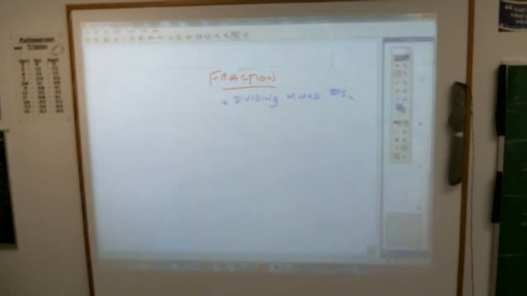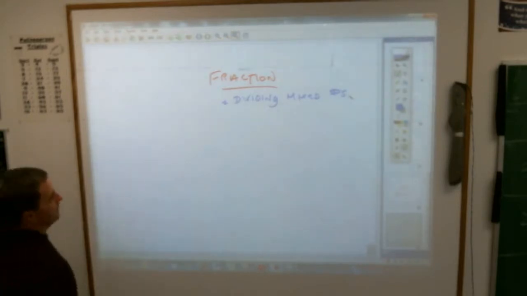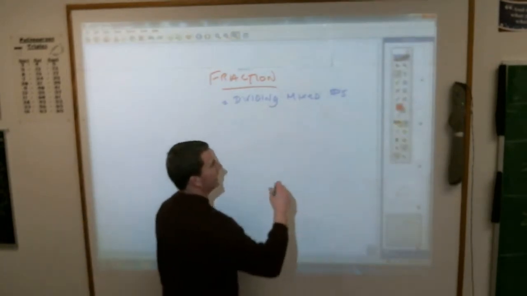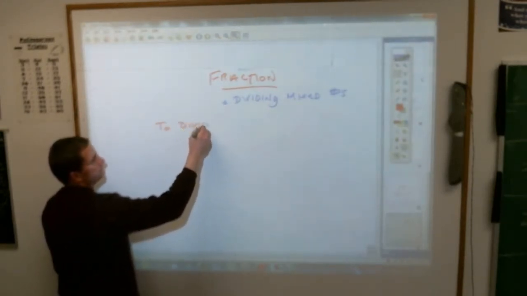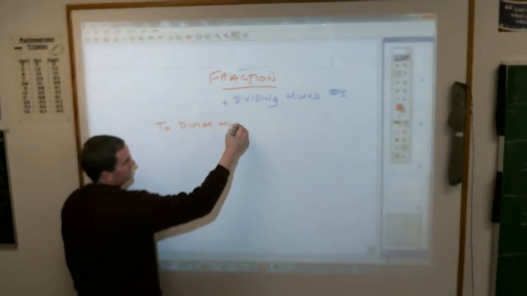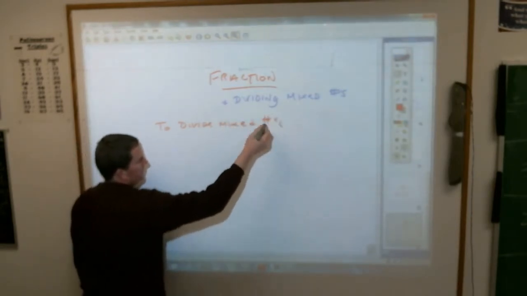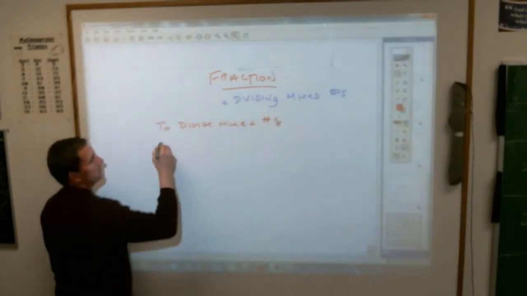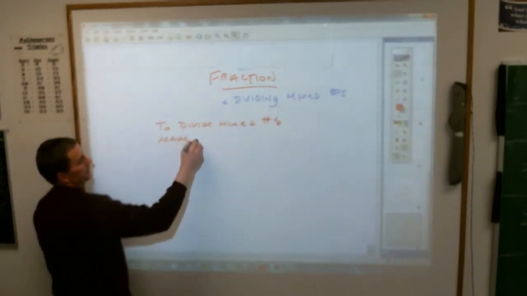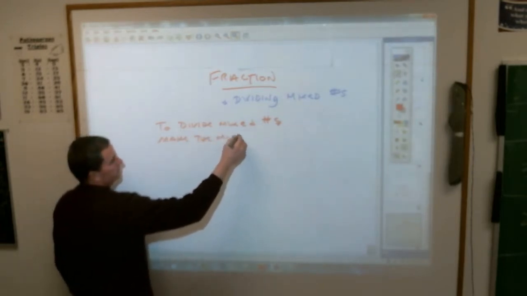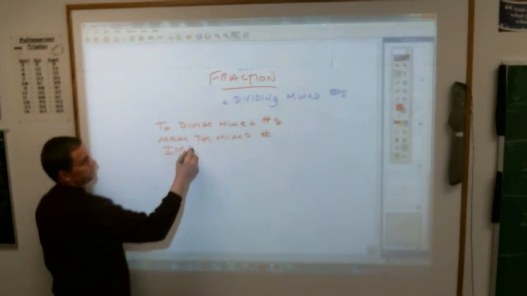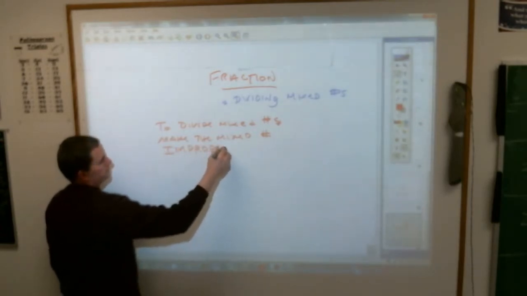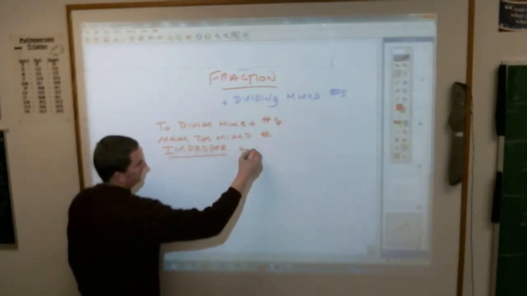Dividing mixed numbers. I will just give you the basic gist of this. To divide mixed numbers, make the mixed number improper, and divide like normal.